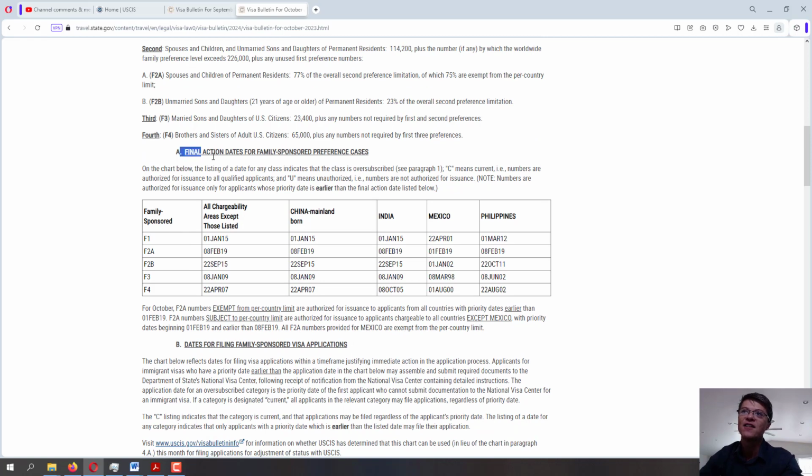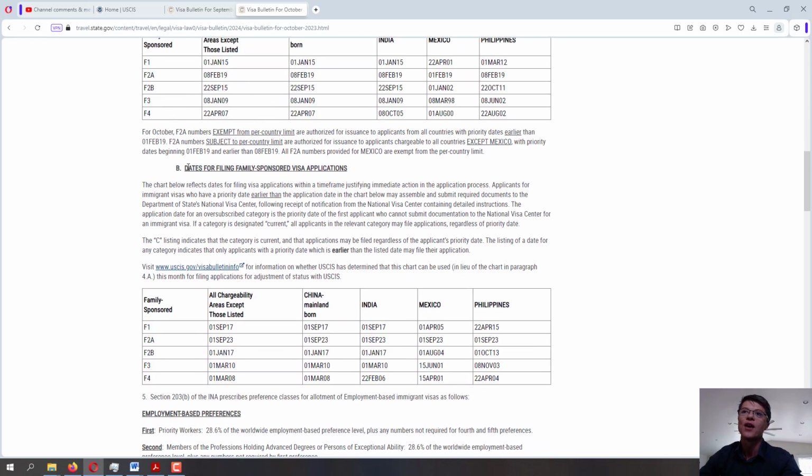All right. Now, you will also notice that there are two different charts. There's chart A, final action dates, and there's also chart B, dates for filing. Now, if your I-130 has just been approved by USCIS and transferred to the NVC, and you are waiting for the NVC portal to open up so that you can start your documentary qualification process, and that's what you're interested to find out, when the NVC portal is going to be opening up, you will be looking at chart B. That's what chart B is showing, when approximately the NVC portal is opening up.